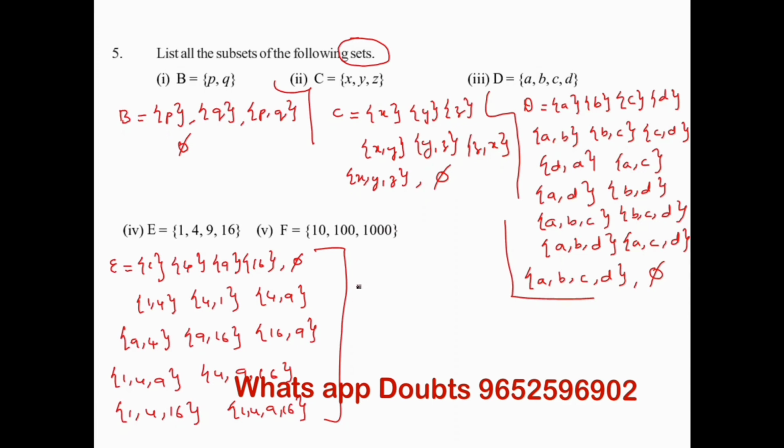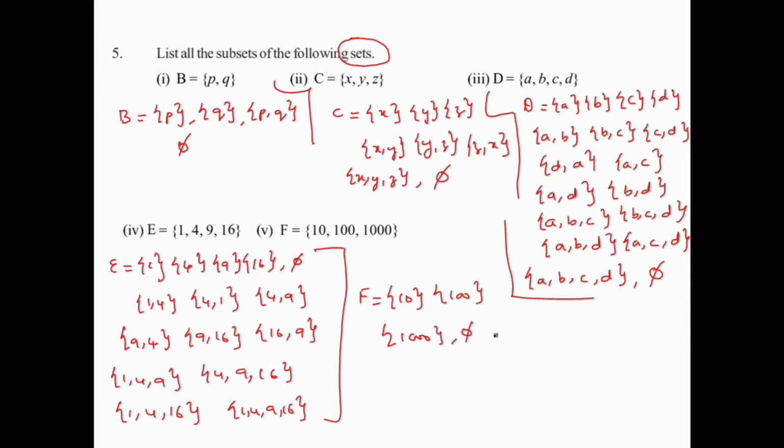Okay. So let us look at number F. What would be your subsets here? I can write 10. I can write 100. I can also write 1000 separately. I can also write the null set. I can also write 10 comma 100, and 100 comma 10, and your 100 comma 1000 separately, and also 1000 comma 100 separately, and at last I can write the whole group. So this was about your subsets.